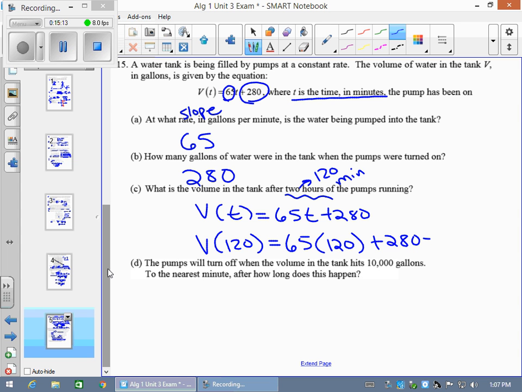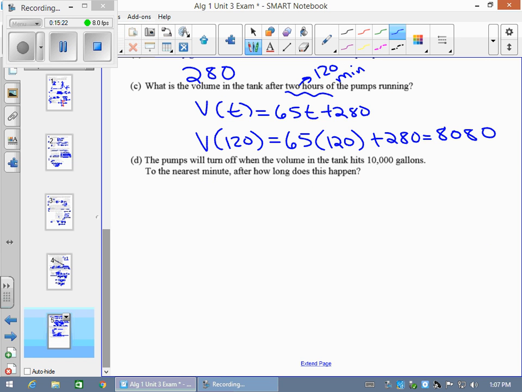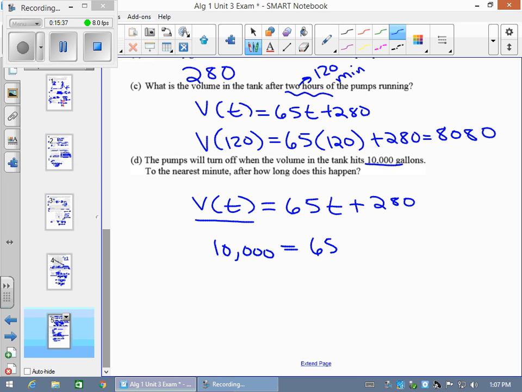Taking a look at part D, the pumps will turn off when the volume is 10,000. So if you write out your equation, t is time, and V of t is the volume. So we're going to replace that V of t with 10,000. And now I'm going to solve for t. I'm subtracting 280 from both sides. I get 9,720 equals 65t.